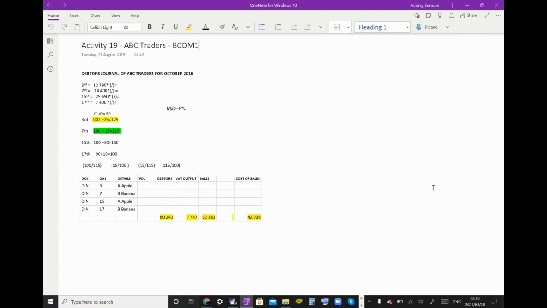So if it's a duplicate, what does that mean? We were suppliers, 100%. All right? So somebody bought from us on credit, right? So then, which journal should this go in? 100%. Okay, so put DJ there.